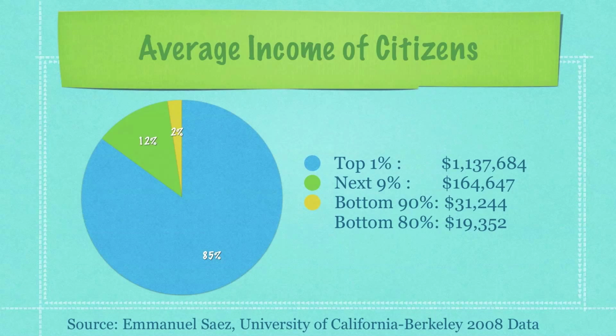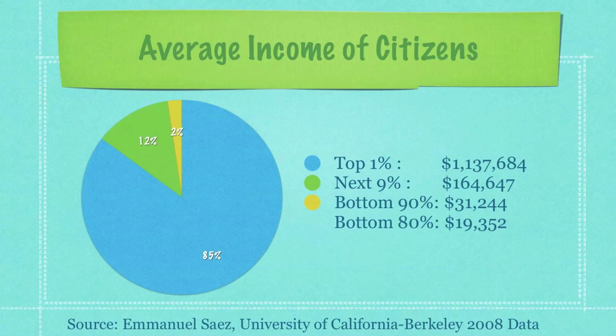You can see right here the average income of United States citizens. The top 1% earns $1.1 million on average. You can see how much of the total income base that is. Then the next 9% earns $164,000. And then you can see the bottom 90%, who earn an average income year over year of $31,244.